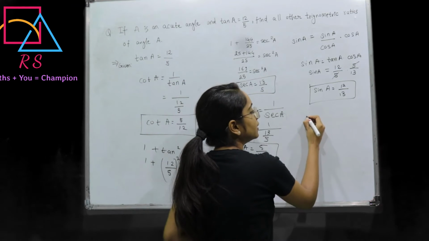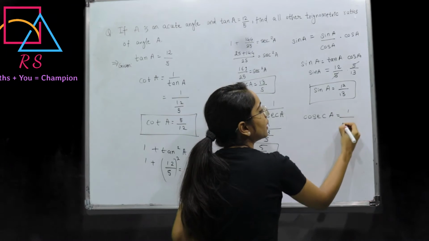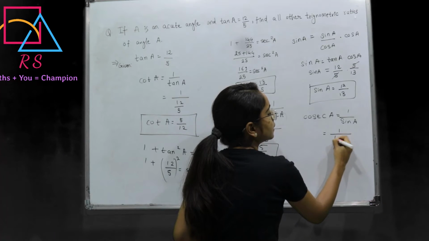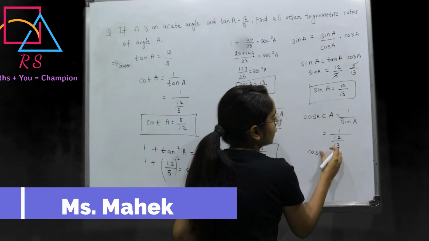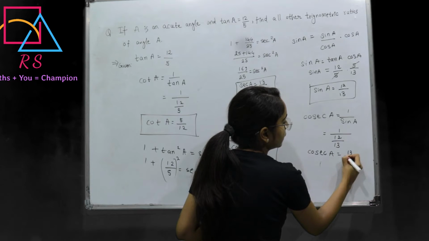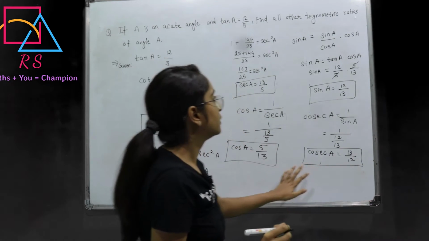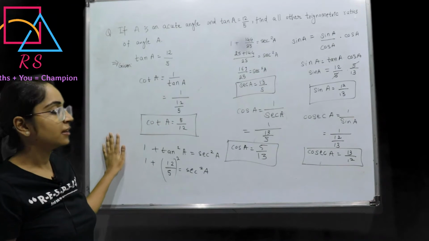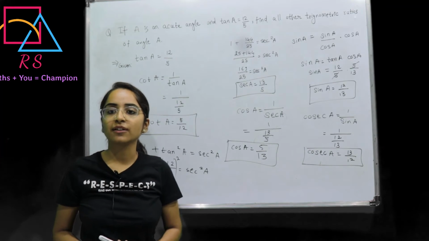Now next I can find the value of cosec A, as cosec A is the reciprocal function of sin A. So I will take 1 upon sin A. So further I will get the reciprocal of 12 upon 13, which is 13 upon 12. So thus these are the required values. We have found all the trigonometric ratios. This is the required result. In this manner you can solve this question. Now we will solve the next question.